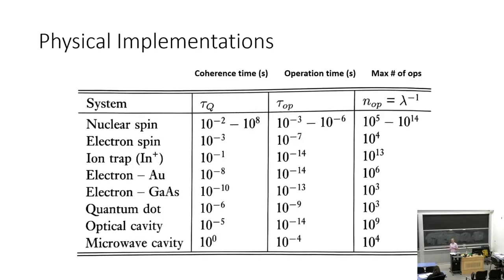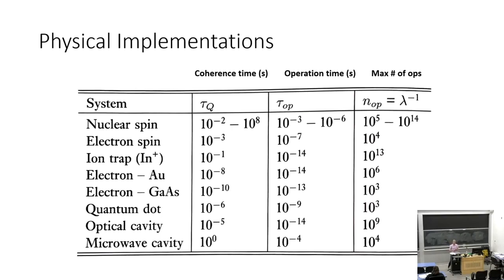So what kinds of physical systems are potentially good candidates? We've talked about many of them here and there throughout the course. But what you want to think about when you're assessing different systems is the length of the longest possible quantum computation given the coherence time of the system and the gate operation times. So that's what's shown in this table.